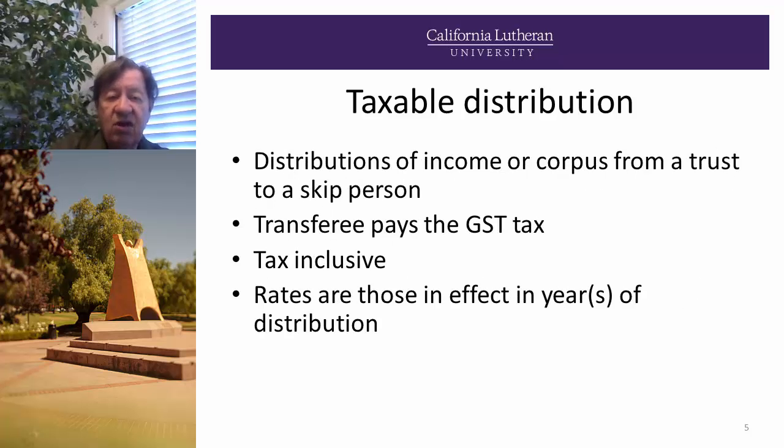A taxable distribution is a distribution of income or corpus from a trust to a skip party. I'll give you an example. I set up a trust for my grandchildren. They get it when they're 35 years old. The transferee, that would be the recipient, pays the generation skipping tax. It is tax inclusive, which means there's a tax not only on the value of the gift I'm making, but on the tax itself. And the rates reflect the year of the distribution. So when my grandchildren turn 35, whatever that year is, the rules that apply to the generation skipping tax will apply in that year. And also that's when the tax occurs.